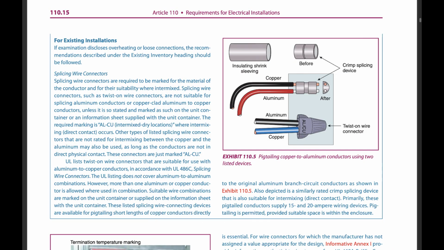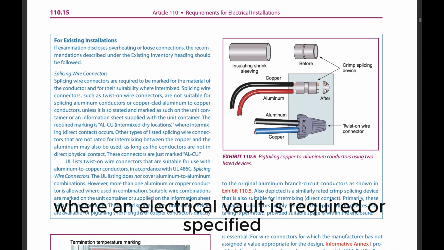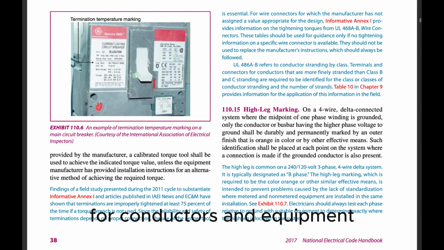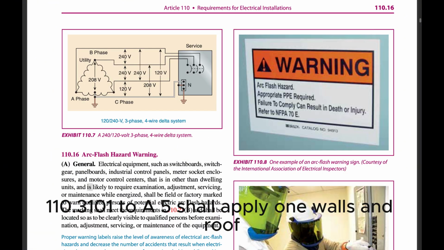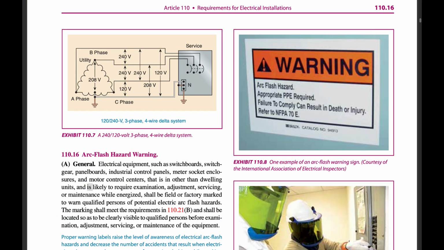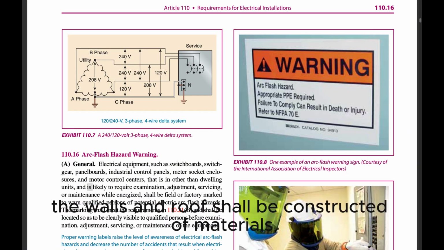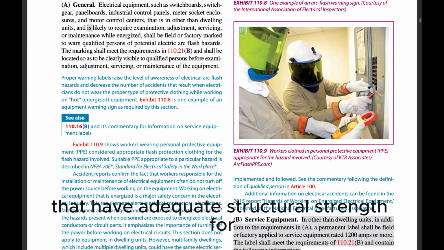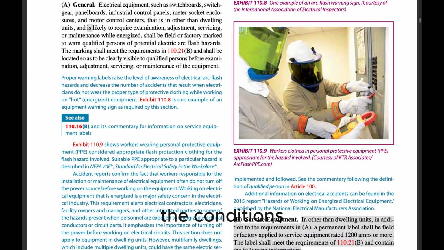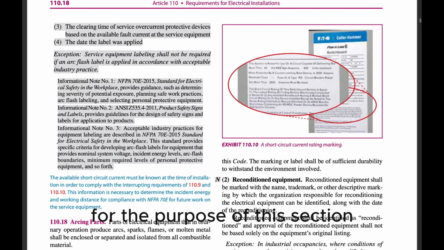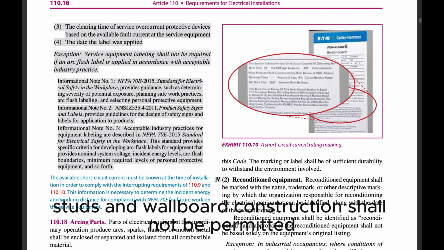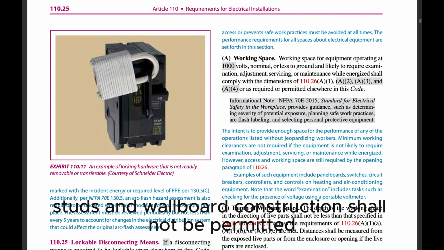Electrical vaults. Where an electrical vault is required or specified for conductors and equipment, 110.31(D)(1) to (5) shall apply. 1. Walls and roof. The walls and roof shall be constructed of materials that have adequate structural strength for the conditions, with a minimum fire rating of 3 hours. For the purpose of this section, studs and wallboard construction shall not be permitted.